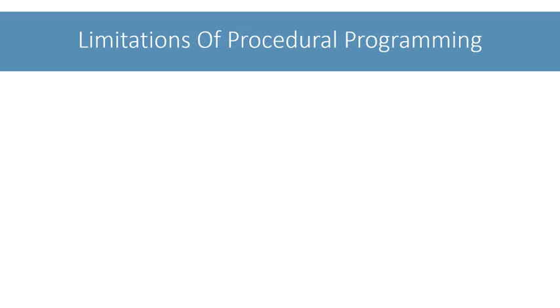Let's see what are some of the limitations of this approach. In the software world, the only constant is change. Software is always evolving, and a piece of code you have written today needs to be enhanced tomorrow due to new and changing requirements. Turns out, procedural programming is not very robust in adapting to change.